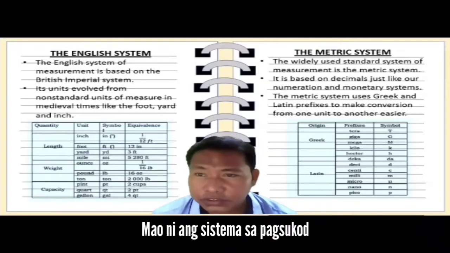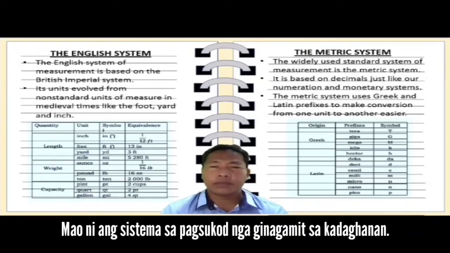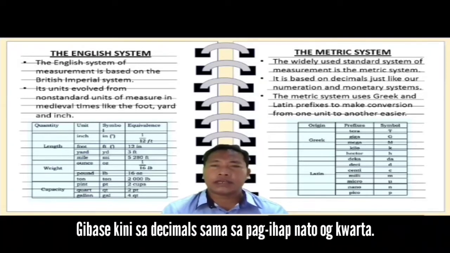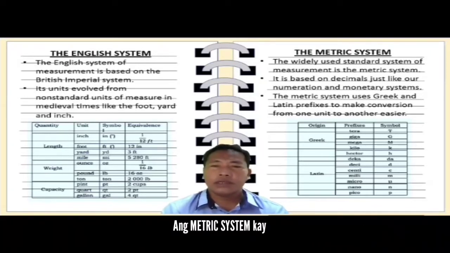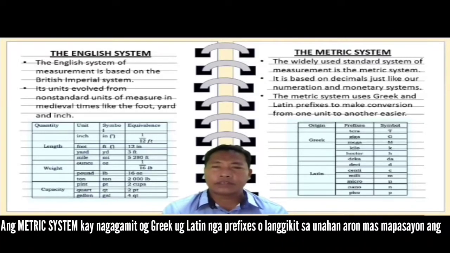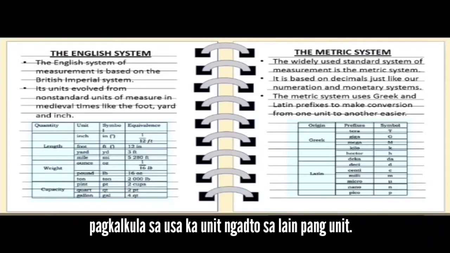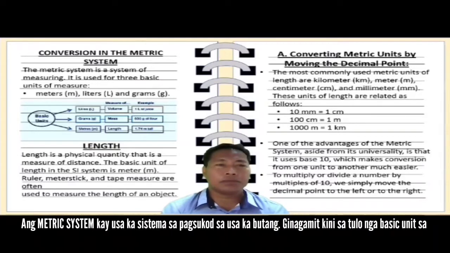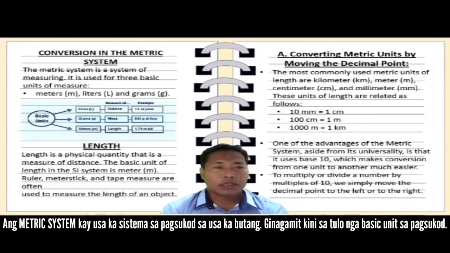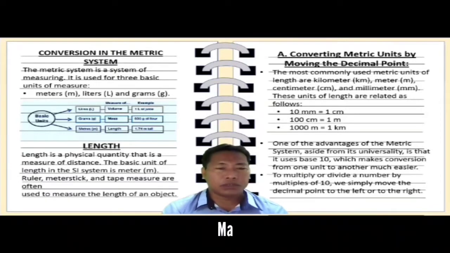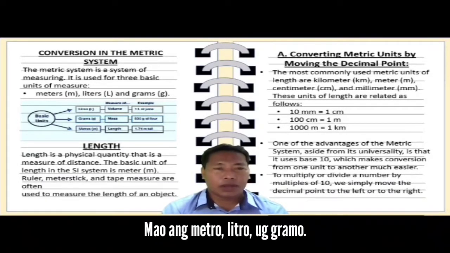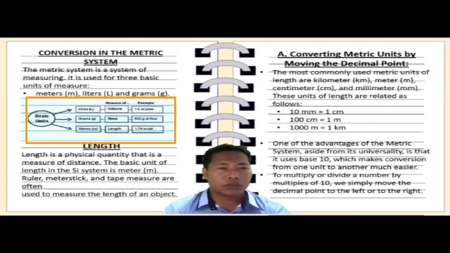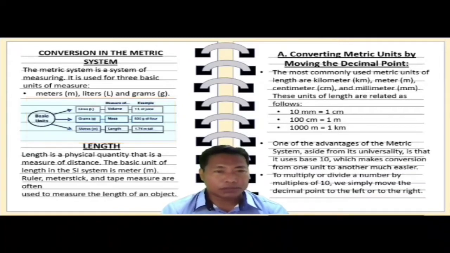The widely used standard system of measurement is the metric system. It is based on decimals, just like our numeration and monetary systems. The metric system uses Greek and Latin prefixes to make conversion from one unit to another easier. Okay, we have here the table of the metric system. Now, how to convert in the metric system? The metric system is a system of measuring. It is used for three basic units of measure: meters, liters, and grams. Okay, we have here the basic units: the meters, liters, and grams.